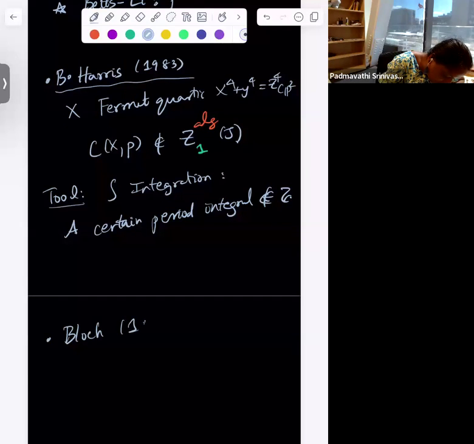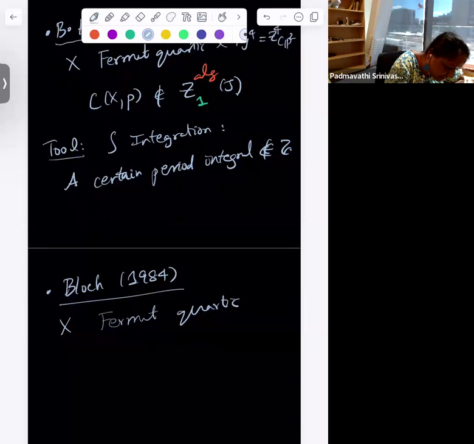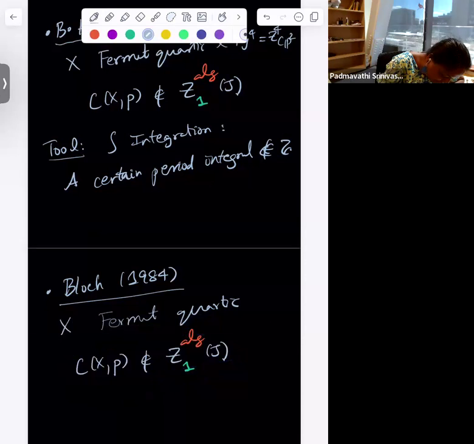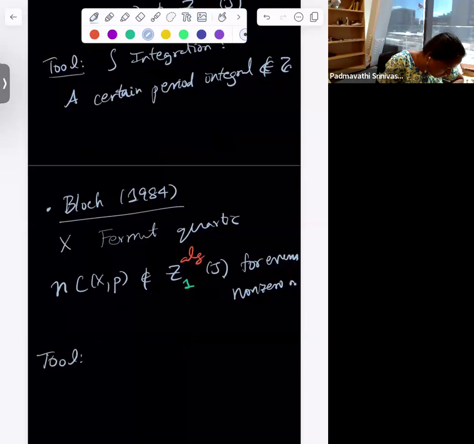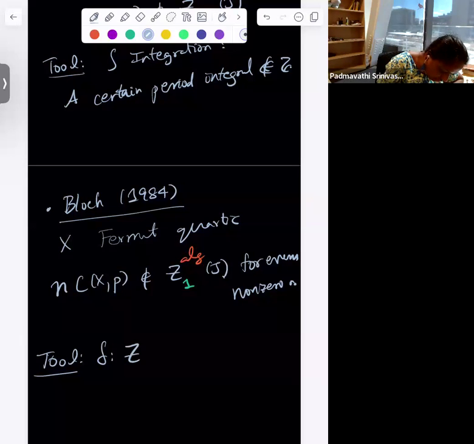So Bloch studied the same object, the Ceresa cycle of the Fermat quartic, and he managed to upgrade Bruno Harris's result. He actually showed not only is the Ceresa cycle not algebraically trivial, no multiple of it is algebraically trivial either, for every non-zero integer n. And his tool was, instead of using the complex Abel-Jacobi map, which is kind of like a boundary map, he used the elliptic Abel-Jacobi map. This is like the analog of mapping points on the Jacobian into the Selmer group. So he mapped Z1 hom of J into this Galois cohomology group. This method is elliptic.